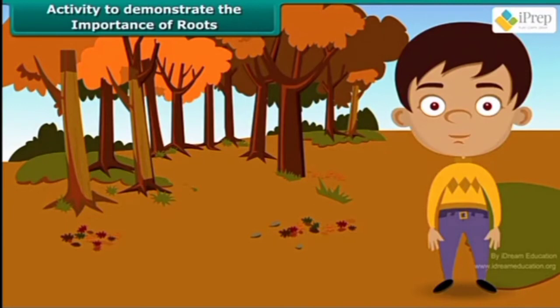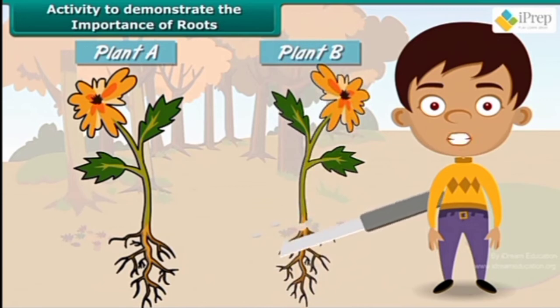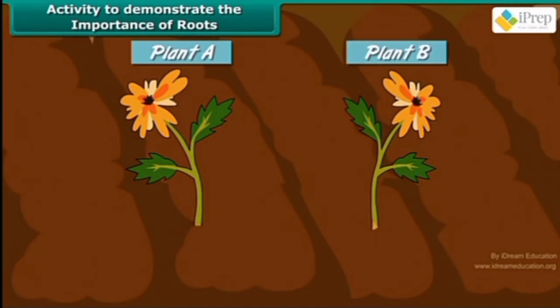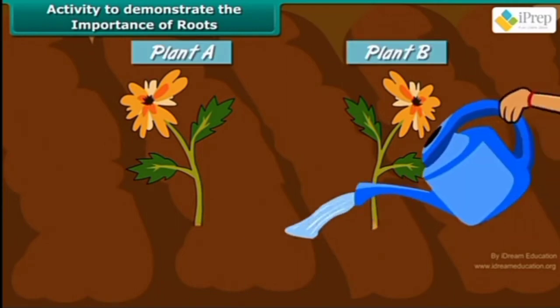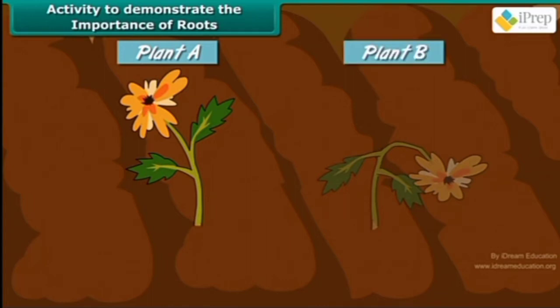Let's perform an activity to demonstrate the importance of roots in the life of a plant. Take two plants, A and B. Cut off the roots of plant B. Plant both the plants A and B in the soil and water them every day. After a few days, plant A appears as healthy as it was on the first day, whereas plant B appears wilted. This proves that roots absorb water and minerals from the soil and transport them to the other parts of the plant.